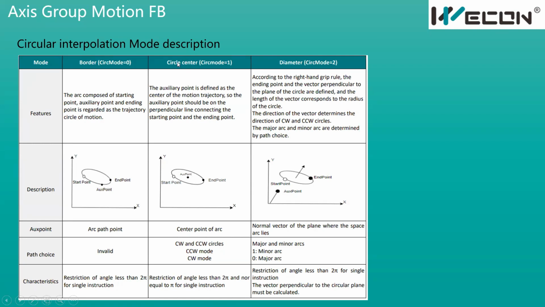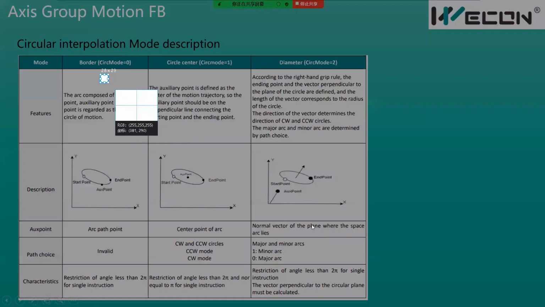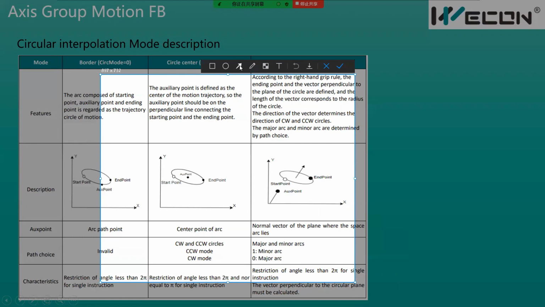And for second mode, we call it circle center mode. This means the axis point is the center of the cycle. So we have a start point, end point, and a cycle. Then we will get a circular. But for this mode, we will have two possible circulars. First one is this one, and the second one is this one.